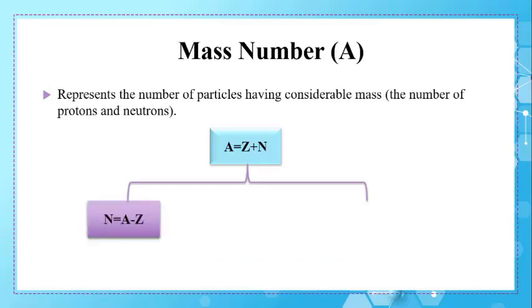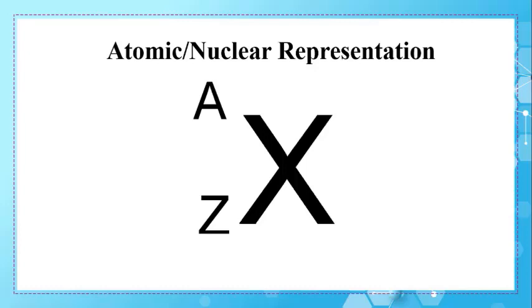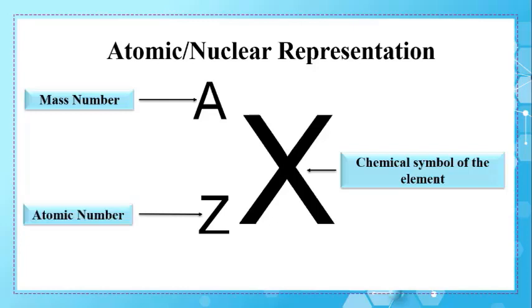N equals A minus Z, used to calculate the number of neutrons, and Z equals A minus N, used to calculate the atomic number Z. The composition of the nucleus of an atom is shown by its atomic symbol. We use the chemical symbol of the element with two additional values written to its left: A, which is the mass number written on the upper left side, and Z, which is the atomic number written on the lower left side.